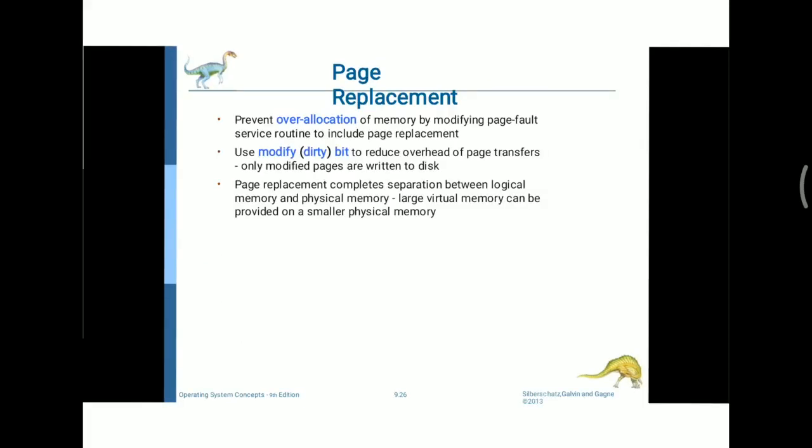The next feature is page replacement, which prevents over-allocation of memory. Data is allocated in memory, and over-allocation is avoided by page replacement, by modifying the page fault service routine to include page replacement. We can also modify the data by using page replacement. A modify bit is used to reduce the overhead of page transfers, so only modified pages are written to disk.